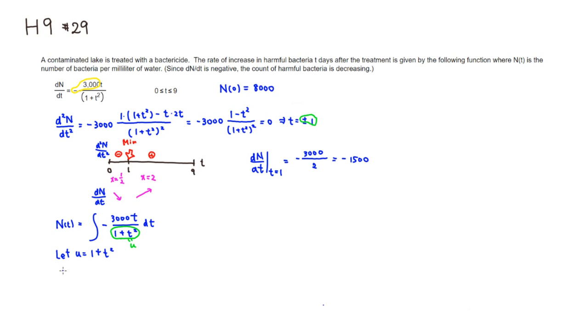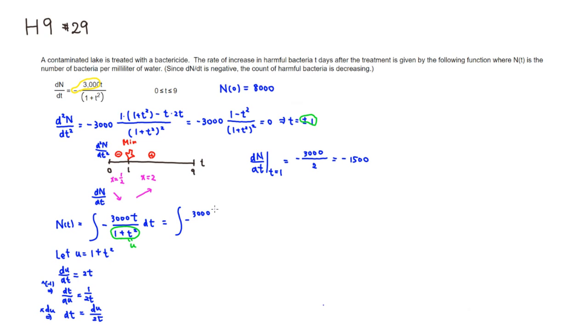Go through the usual drills. Take the derivative of u with respect to t. You're going to get 2t. I'm going to solve this, so take the reciprocal of both sides: dt over du is equal to 1 over 2t. Then I'm going to multiply by du to get dt by itself, so it's du over 2t. After substitution, we can get the integral, so negative 3000.